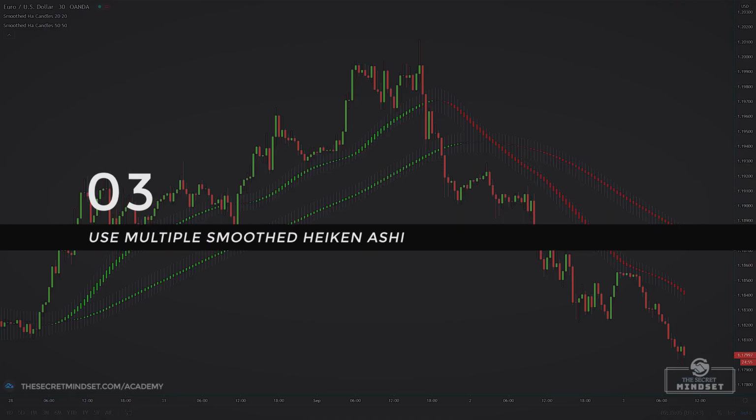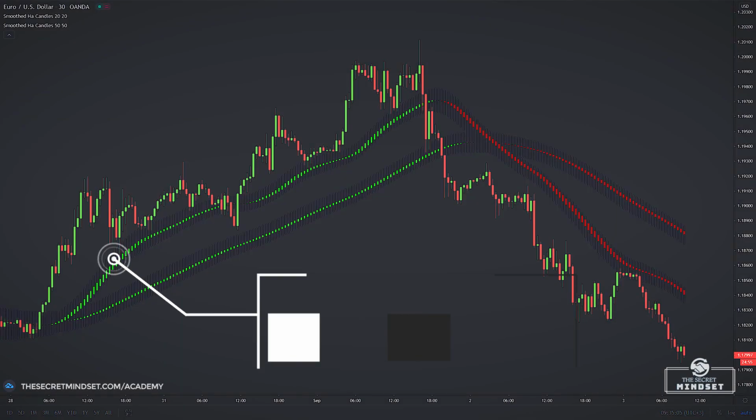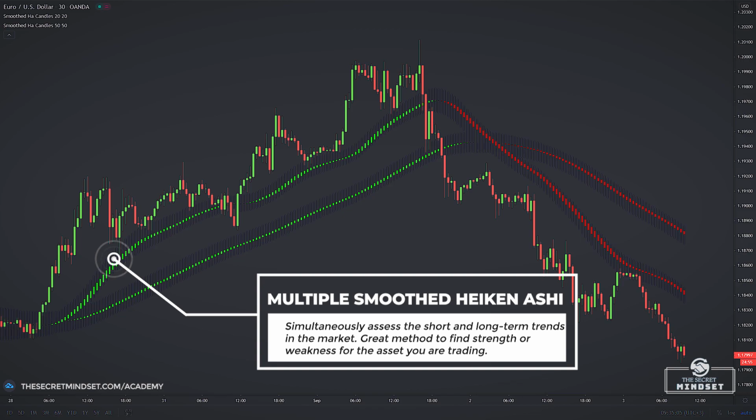Third approach is making use of multiple Smoothed Heiken Ashi. This allows traders to simultaneously assess the short and long-term trends in the market. As price crosses above or below these plotted levels on the graph, it can be explained as either strength or weakness for the asset you are trading. This method of using more than one Smoothed Heiken Ashi can be extremely useful in trending markets.